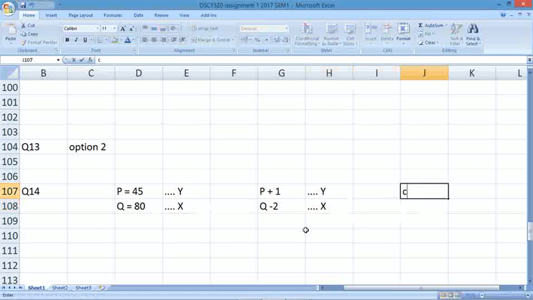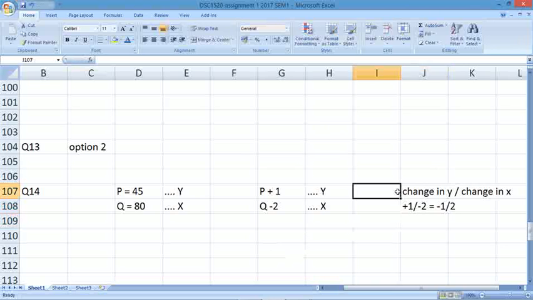So change in y over change in x is going to equal, change in y is plus 1 over minus 2, which gives you minus a half. Yeah, that's definitely correct. Okay, so we double checked it, that's fine.